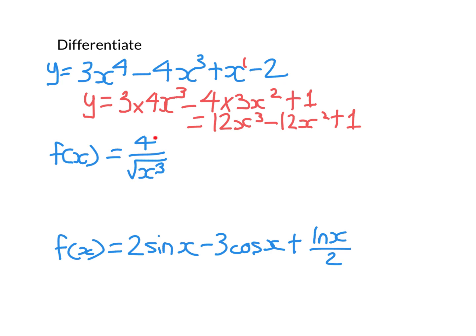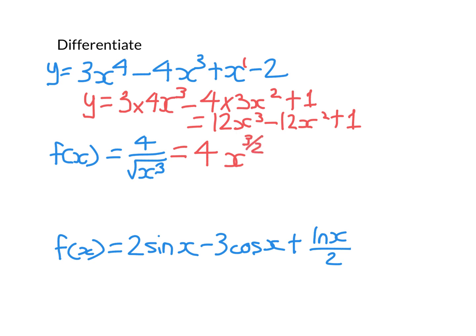Alright, let's differentiate 4 over square root of x to the power of 3. So in a situation like this, it's probably easiest if we first write this as a power of x. So we're going to leave the 4 as it is for now. So 1 over square root of x to the power of 3. Well, square root of x to the power of 3, the power goes on top. Which root is it? Square root, second root, goes on the bottom.